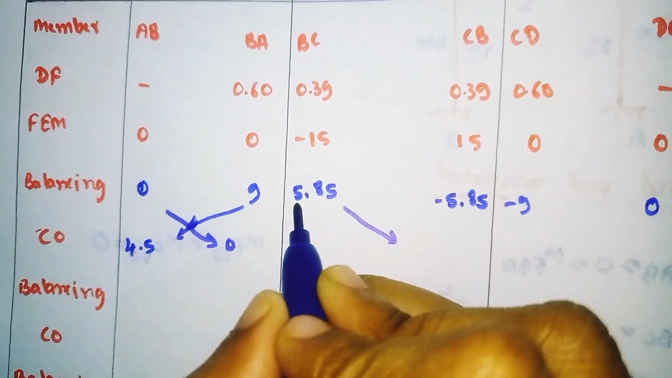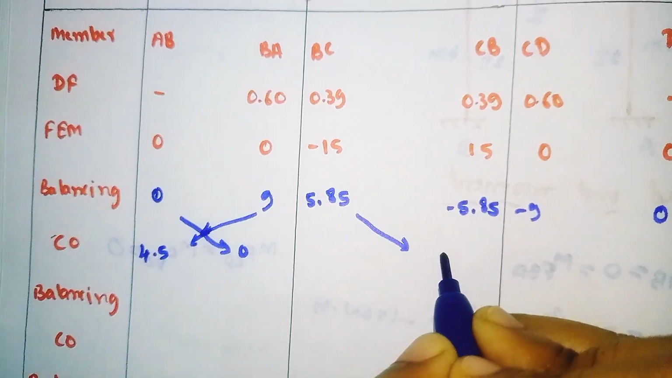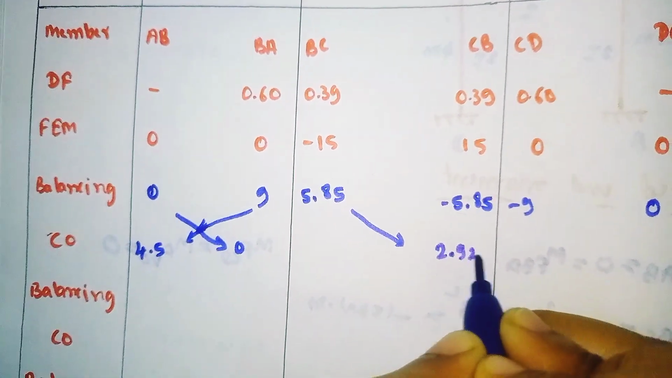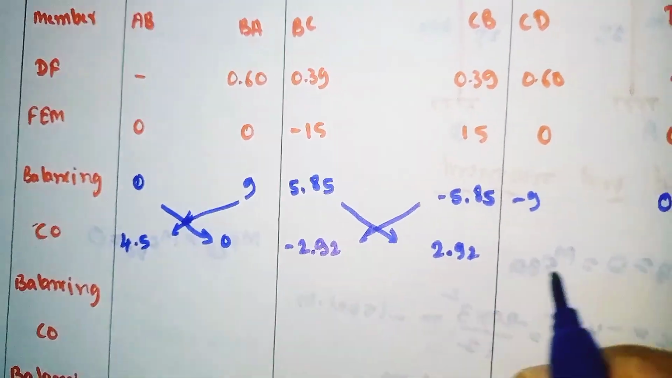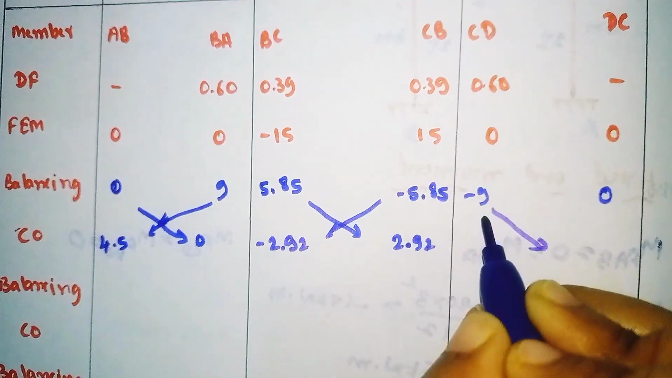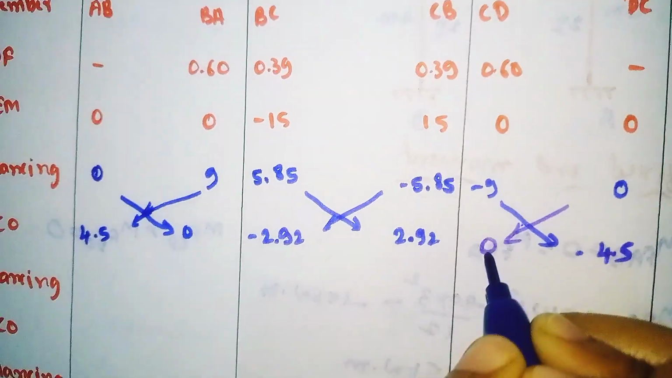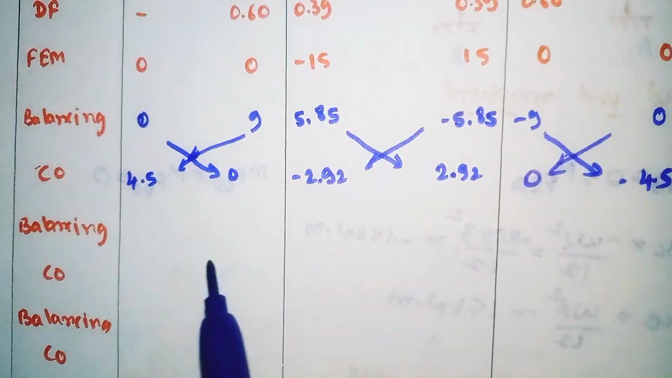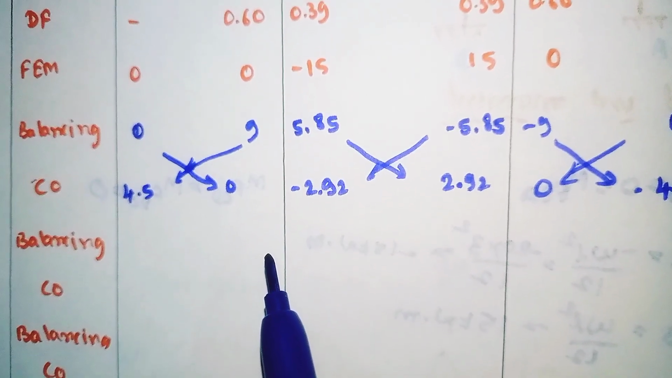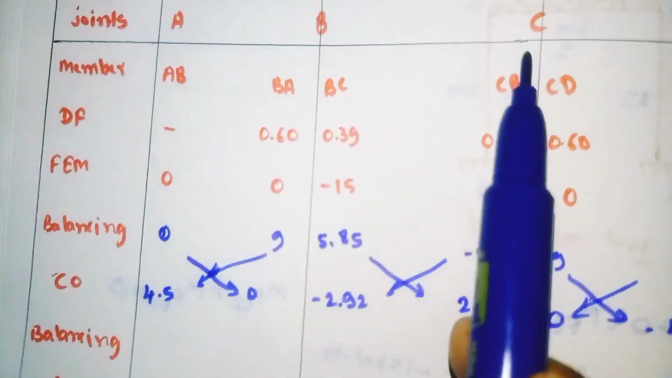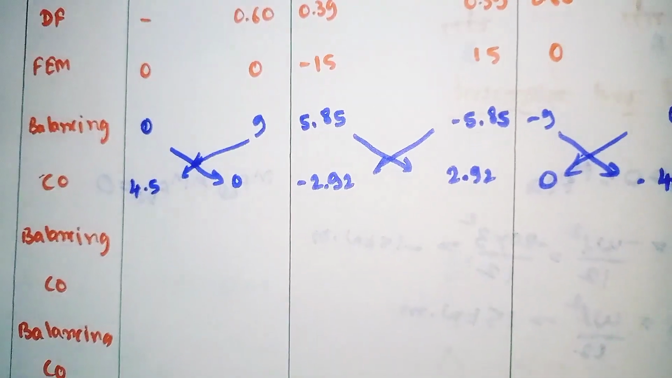And here also 5.85, if you do half, it will come 2.92. If you do half of here, it will also come minus 2.92. Same here. The half of the 9 is minus 4.5, 0 as it is. So now we need to continue. We have to keep on doing until we get them at joint B and C as 0, or if we get the nearer value also, it's okay.